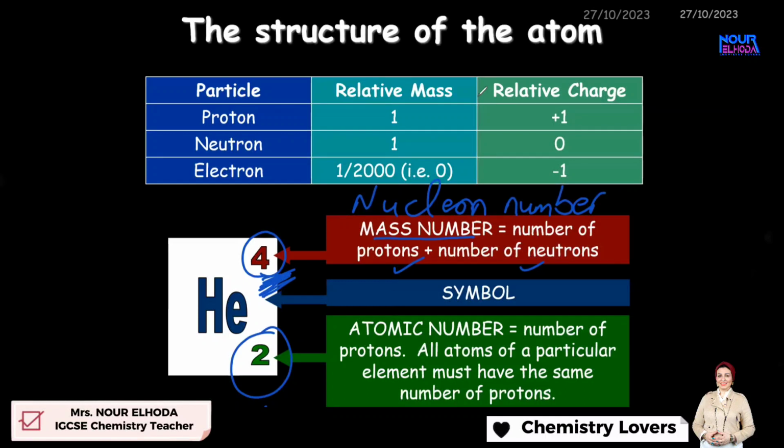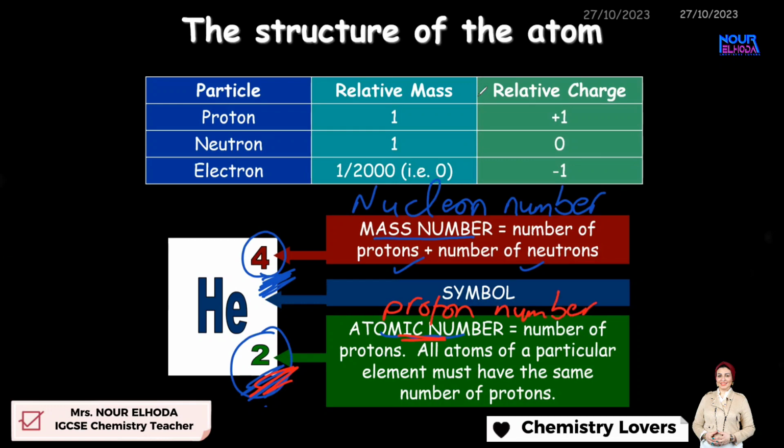What about the atomic number? The atomic number is the small number in the periodic table. Is there any other name for atomic number? Proton number. Bravo. So atomic number is the same as proton number.